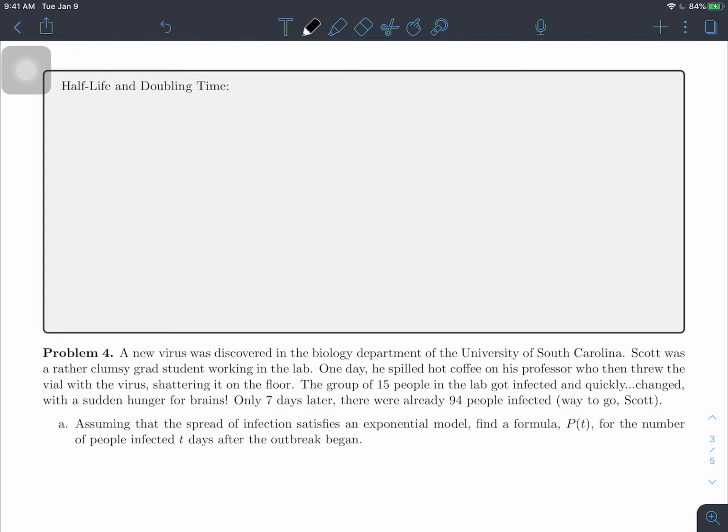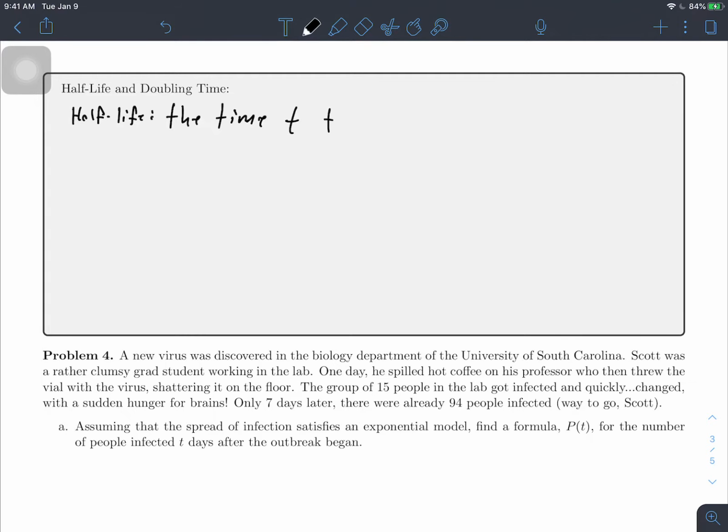Half-life is the time t that it takes for P of t to equal 1/2 of our original value. Okay, it's the time t for us to have half of what we started with left.